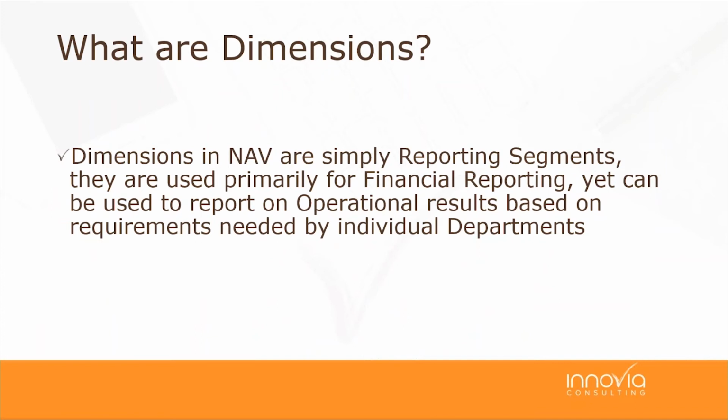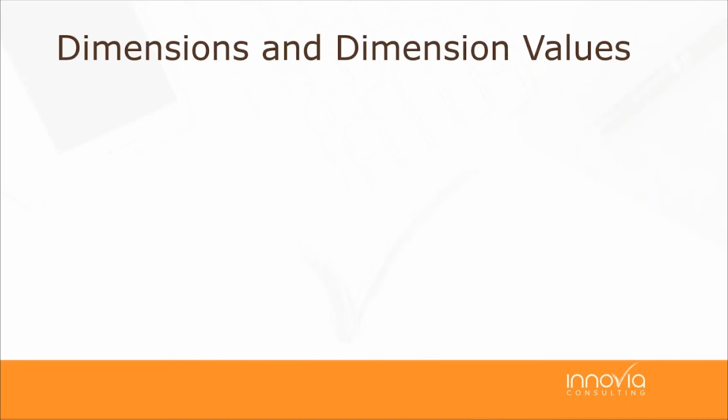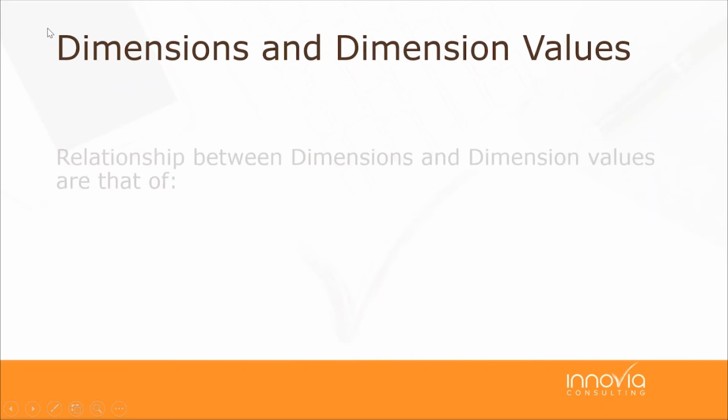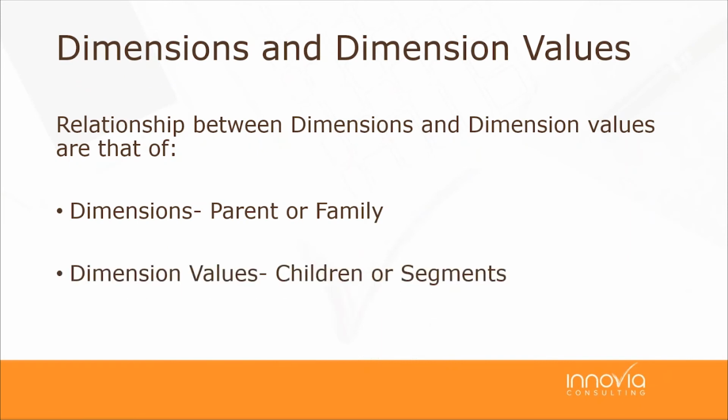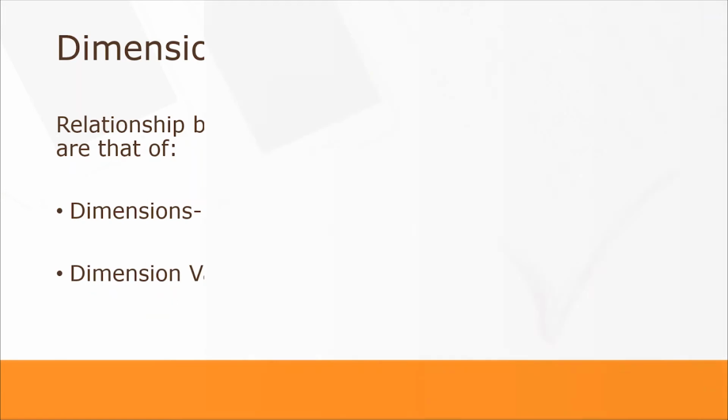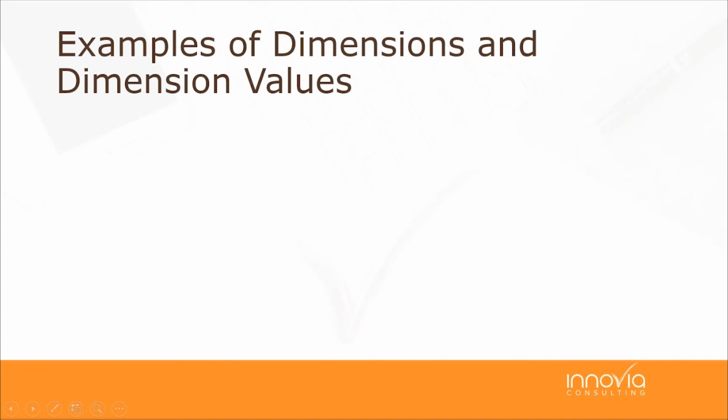Okay, so just from the top, what are dimensions? Dimensions in NAV are simply reporting segments. They are used primarily for financial reporting, but can be used to report on operational results based on requirements needed by individual departments. Then the categorization of dimensions and dimension values. Very simply, the relationship between them is that dimensions are basically a parent or family, and the dimension values are children or segments under that parent or family.